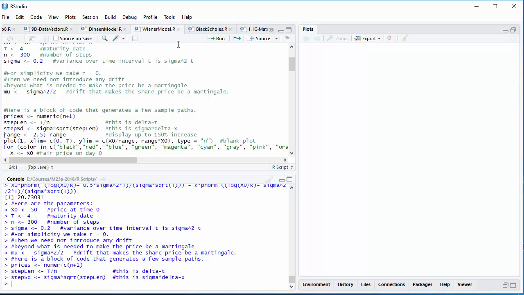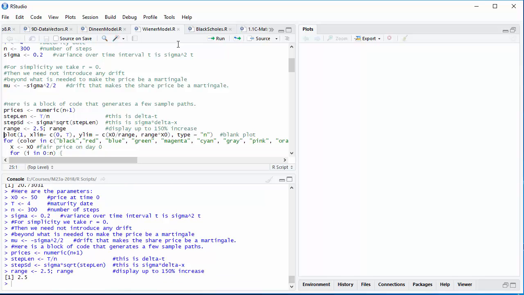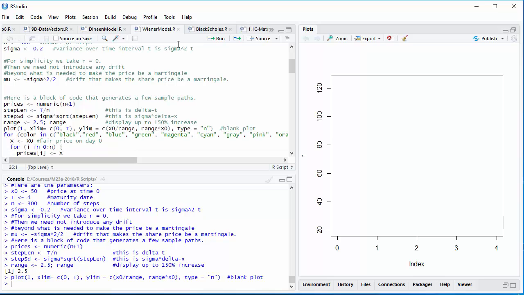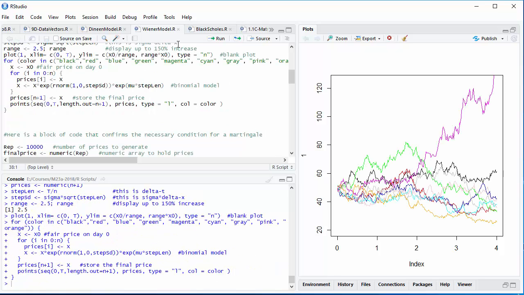I'm going to set range equal to 2.5. That just means I will display without going off screen final prices that are up to 250% or as low as 40% of the initial price. And I'll set up a blank plot using the rest of my screen. Okay, you've seen this simulation done before.